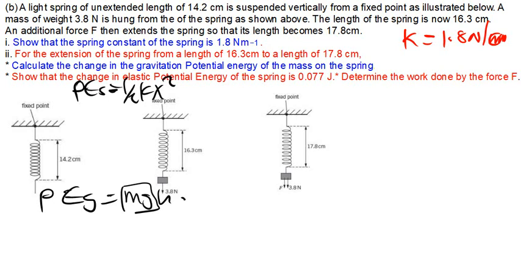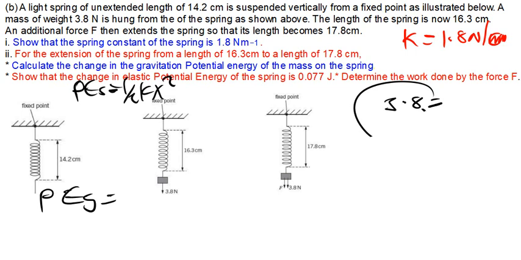If I want, I can find m, which we don't know in this case. You can say the force is 3.8. This 3.8 is the same as our mg. Is that okay? So 3.8 is the same as my mg. Now I need just to find the change in gravitational potential energy.